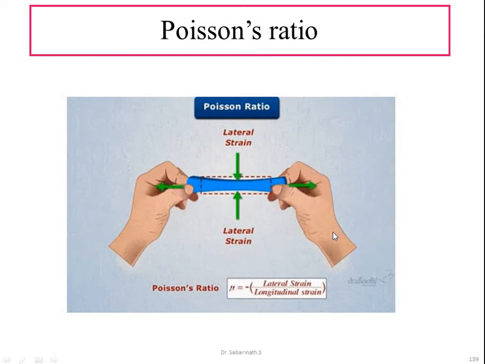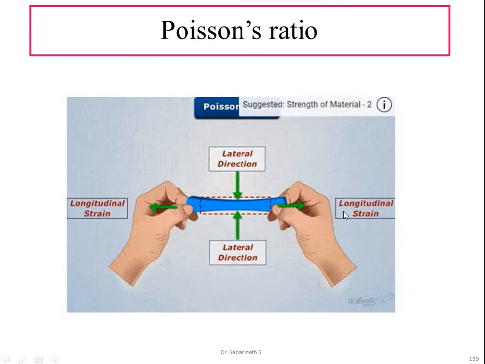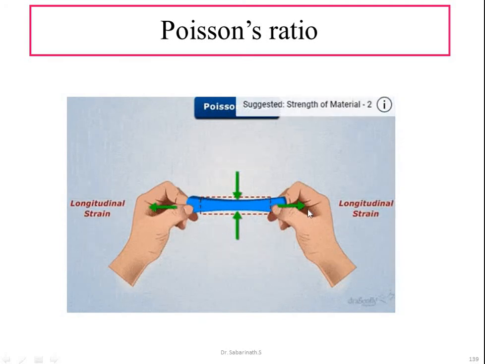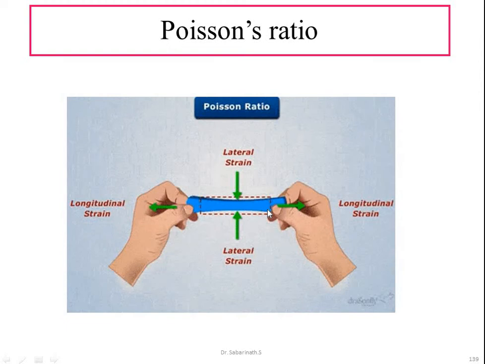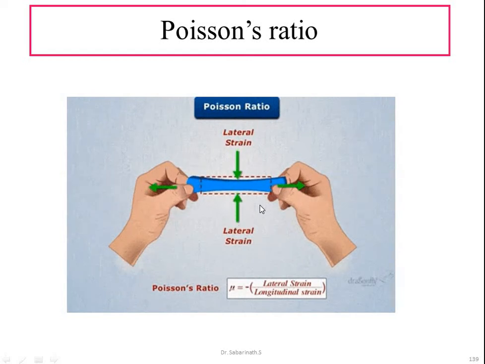The concept of Poisson's ratio is very important. Once again I will explain: this is the longitudinal strain when we apply some tensile force. Similarly, a lateral strain will be developed due to the reduction in the lateral dimension. This makes the Poisson's ratio. It is the ratio of the lateral strain to the longitudinal strain. There is a negative sign because here the dimension is reducing.